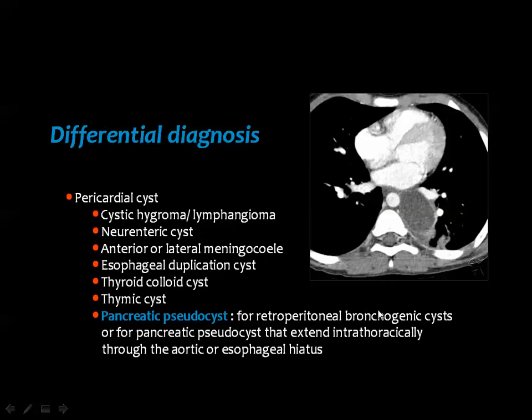The esophageal duplication cyst can be in the differential diagnosis of many of the mediastinal cysts in the pediatric age group, like the pleuropericardial cyst, which is usually located at the cardiophrenic angle, cystic hygroma, which is usually located in the neck and extends into the mediastinum, neuroenteric cyst, which is usually associated with abnormalities in the vertebrae, anterior or lateral meningocele, which is a little bit rare condition, but it can occur. Esophageal duplication cyst, thyroid, colloid cyst, and thymic cyst. Also, pseudopancreatic cyst may reach the posterior mediastinum through the aortic or the esophageal hiatus.